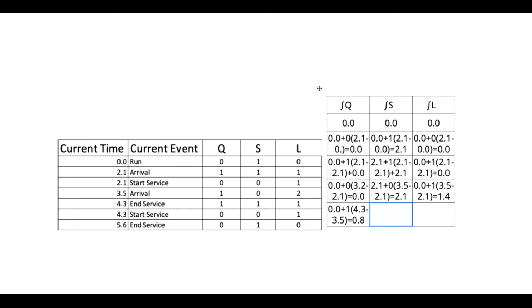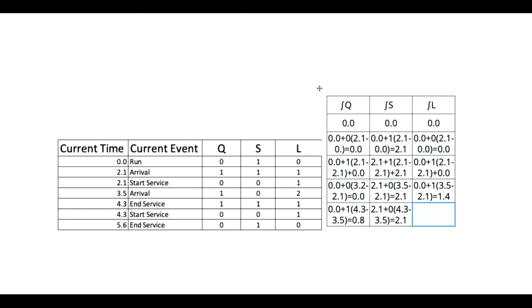And for the number of available servers, at the end service event, we have 2.1 plus the previous value, which is 0, times the elapsed time, 4.3 minus 3.5, and that's still 2.1.